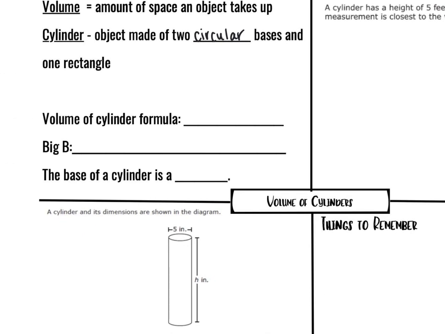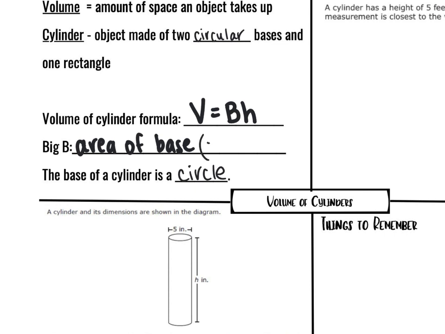Volume of a cylinder formula. If we look at our reference sheet, it was V equals big B times H. Big B is different than little b because big B means the area of the base. And what shape did we say the base of a cylinder is? It's a circle. So that's why I said on the previous slide, we need to use the area of a circle formula for our big B.